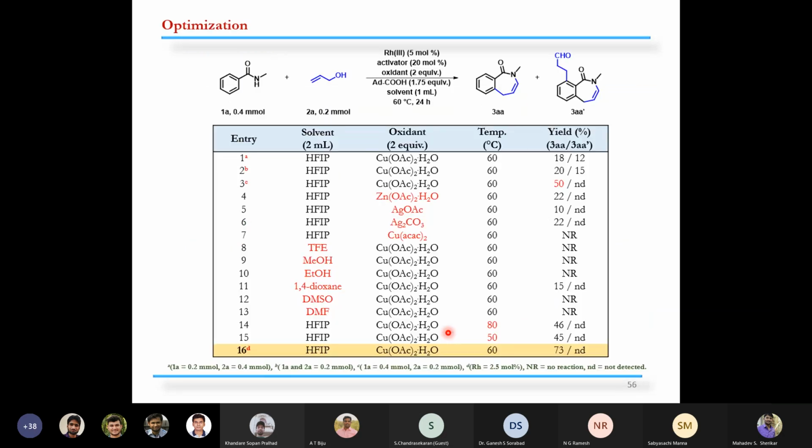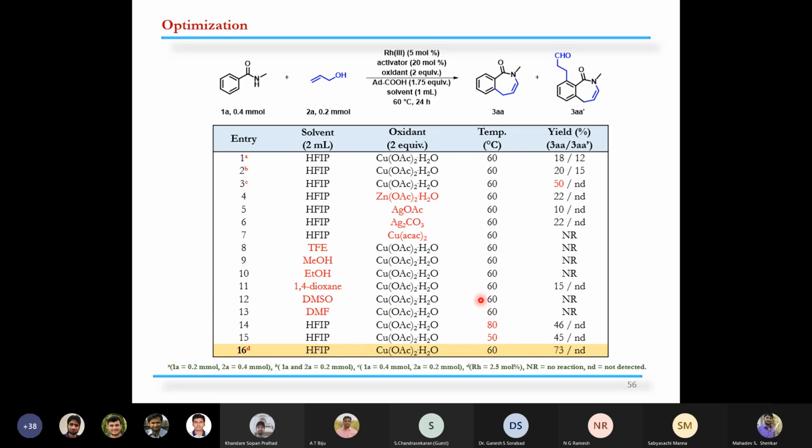So with this idea, we started our optimization reaction with the benzamide as a directing group with allyl alcohol under rhodium catalysis, screening various conditions. Finally, we achieved 73% isolated yield of this benzolactam at 60 degrees temperature by using copper acetate as an oxidant and HFIP as a solvent.